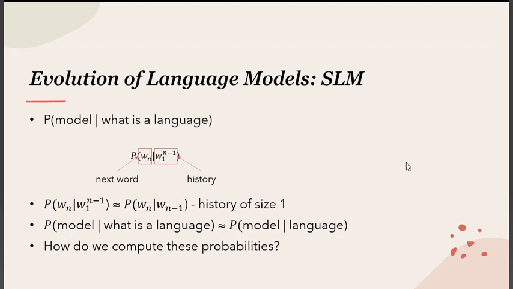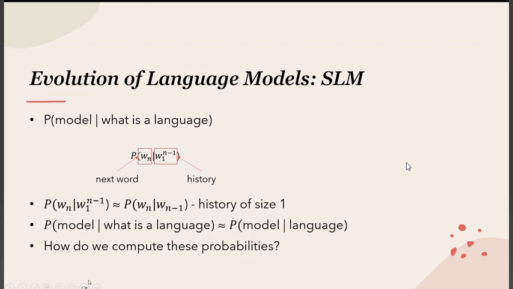Mathematically, if we want to express what we have discussed, we want to find the probability of getting "model" given the earlier context "what is the language". It falls under the formula P(w_n | history), the next word given its history. Since we are talking about bigram, we have a history size of 1, which brings us to the probability of "model" given "language". This is how we mathematically represent it.